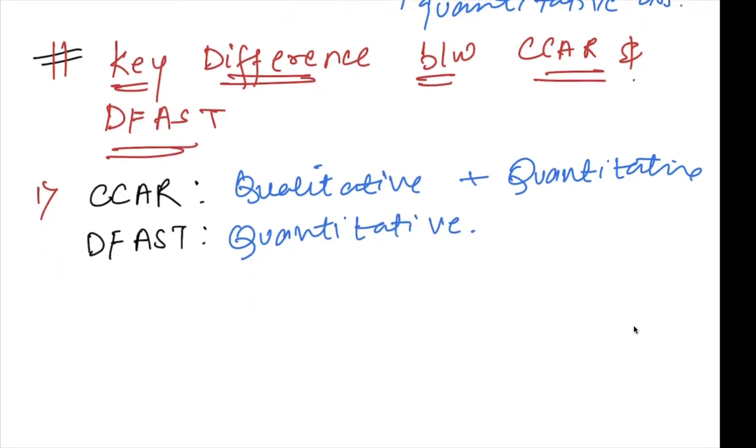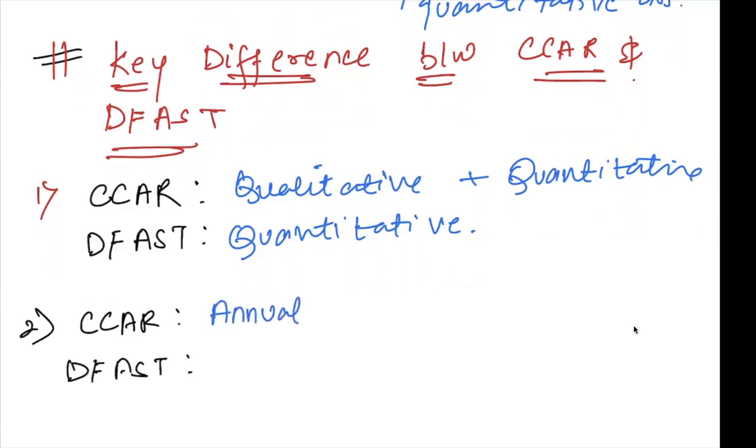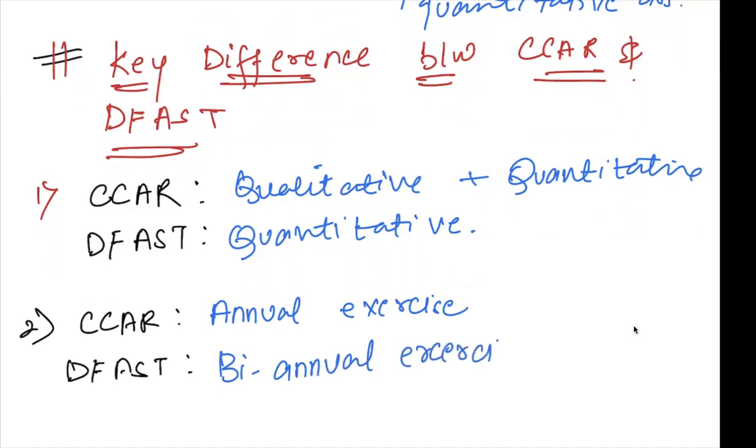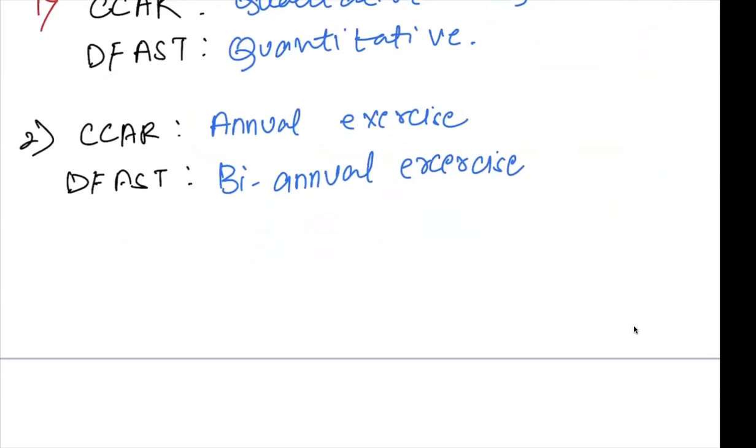Second, CCAR, if you see timeline wise, as I said, it's an annual exercise, whereas DFAST is biannual. So every alternate year you do it, but CCAR you need to perform every year.